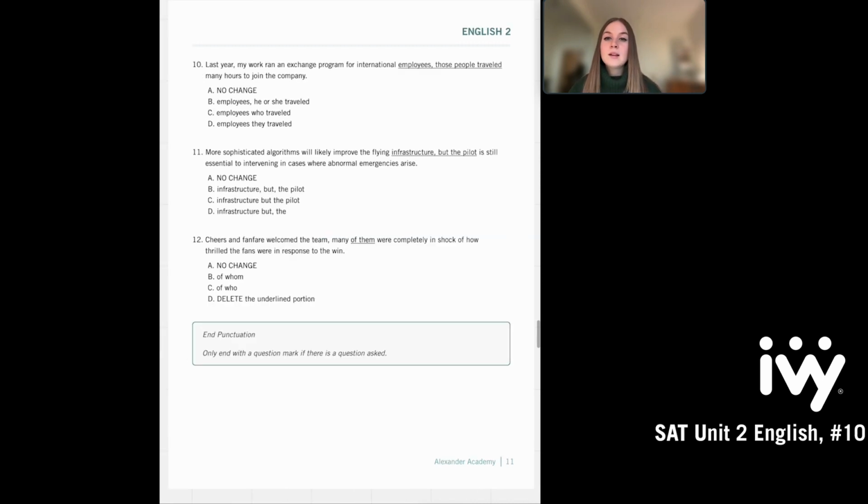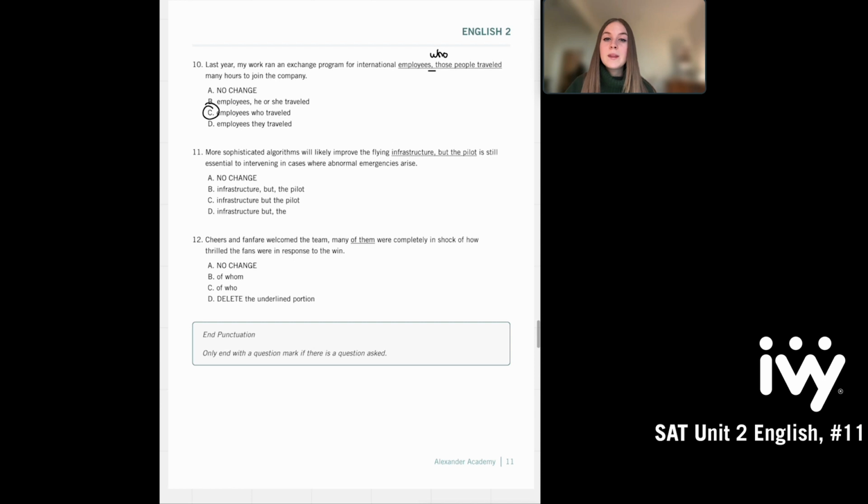Number 10. Last year, my work ran an exchange program for international employees. Those people traveled many hours to join the company. This is another example of a comma splice because we have two independent clauses joined together with just a comma here. One way we can fix this is by changing one of those independent clauses, the most recent one, beginning with those people, to a dependent clause. Adding in the word who here fixes that problem, so we can choose C.